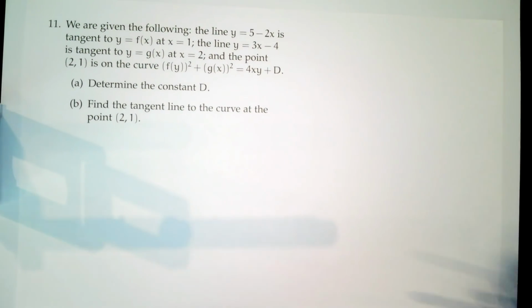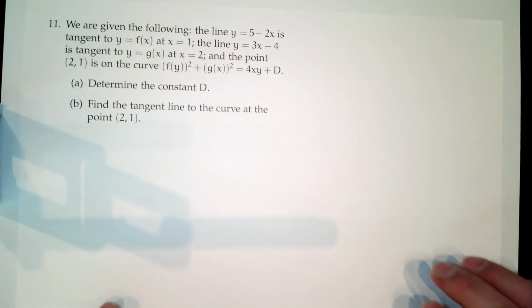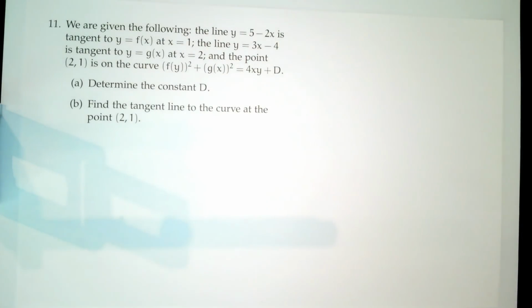Number 11. We are given the following. The line y equals 5 minus 2x is tangent to y equals f of x at x equals 1. The line y equals 3x minus 4 is tangent to y equals g of x at x equals 2. And the point 2, 1 is on this curve, f of y squared plus g of x squared equals 4xy plus d. And there's two parts again. Part A, what is d? And part B, what's the tangent line to the curve at the point 2, 1?